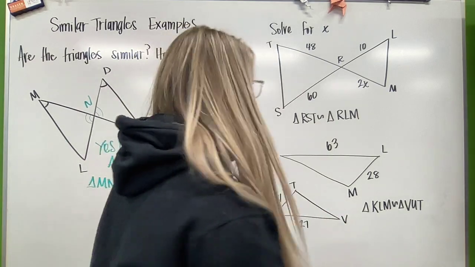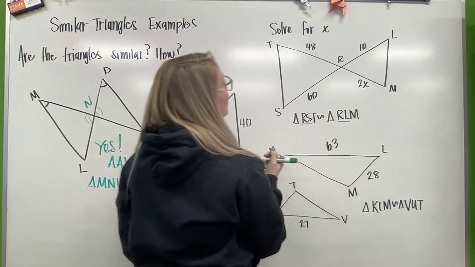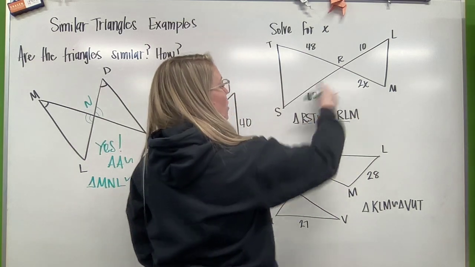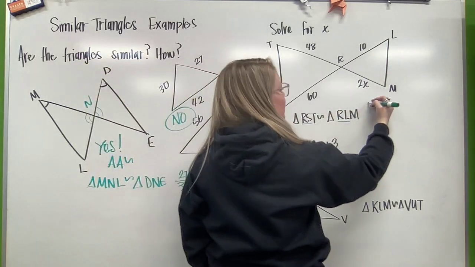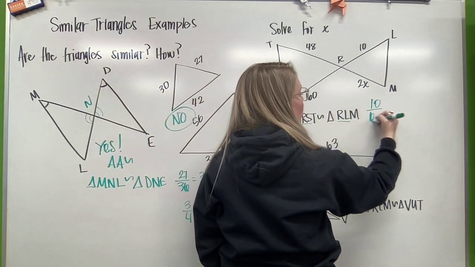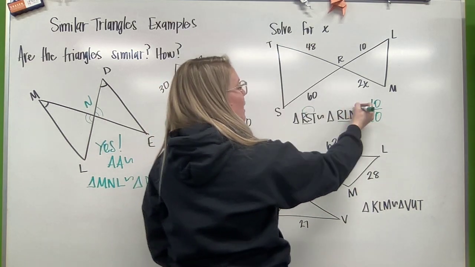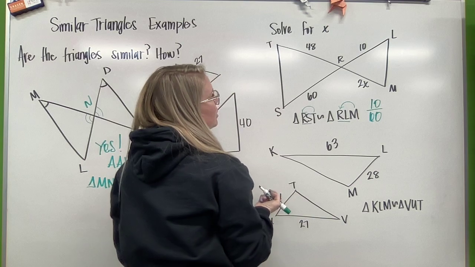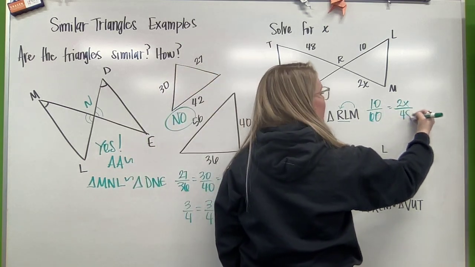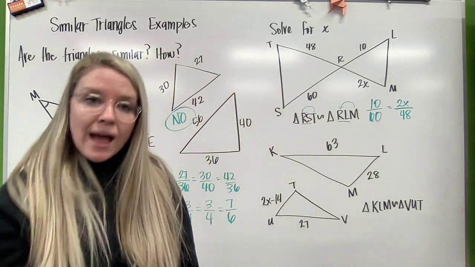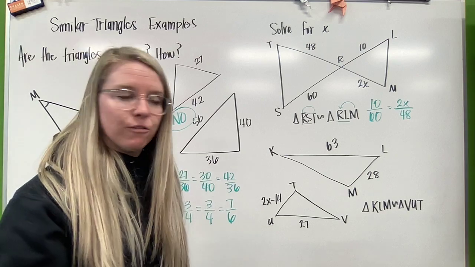Okay, so I'm given that these two triangles, each individual set, are similar. So let's solve for x. Since I'm told RS and RL, those are my corresponding sides. So RS to RL. When I set that up, I'm going to say 10 over 60. And then TR and MR are corresponding, so then I can set that up and say 2x over 48. So now I've set up the corresponding sides based on my similarity statement. I can solve for x.